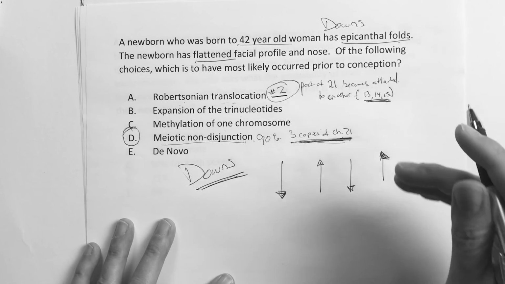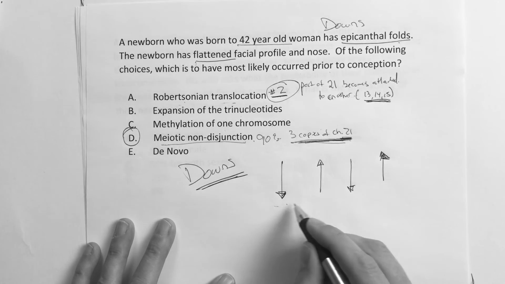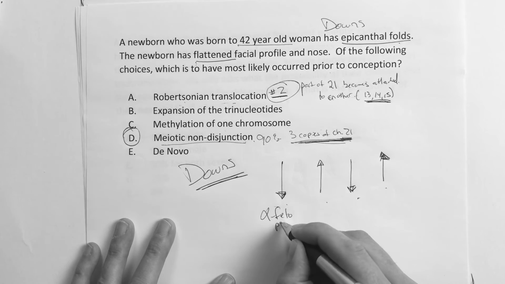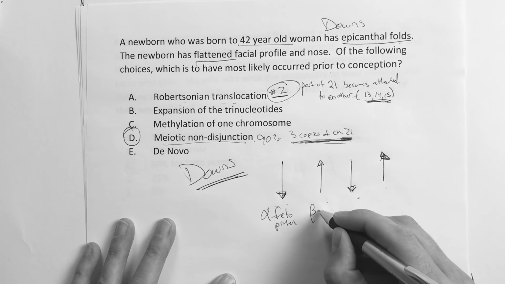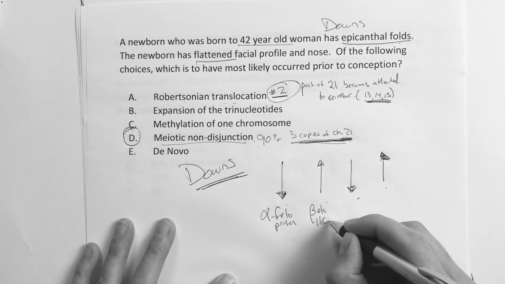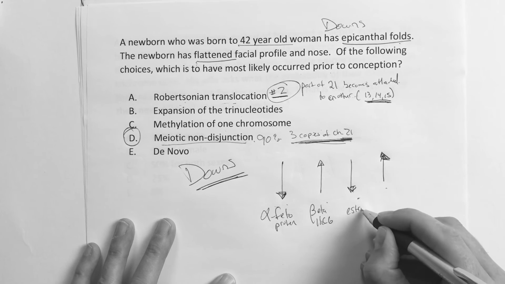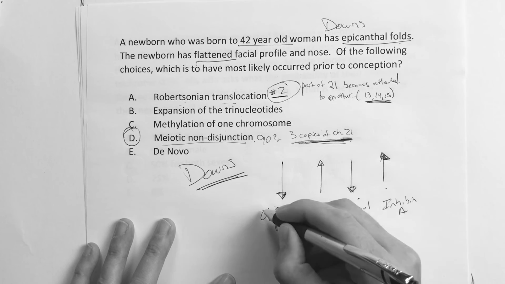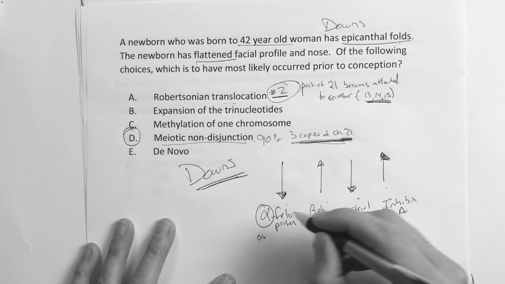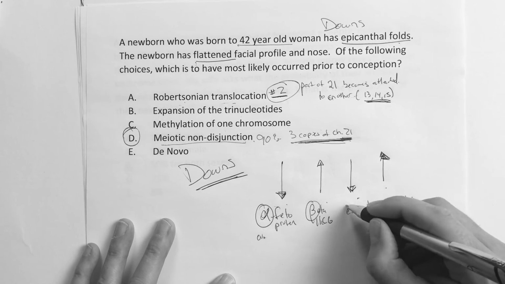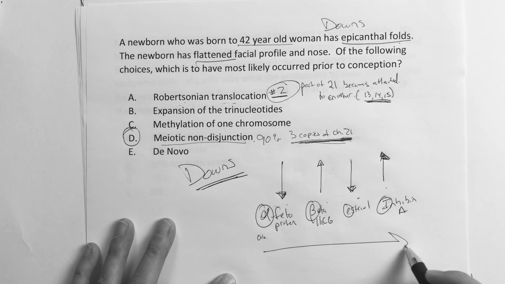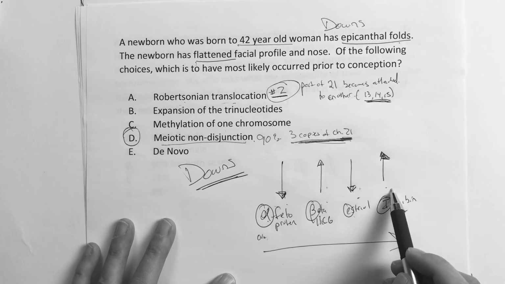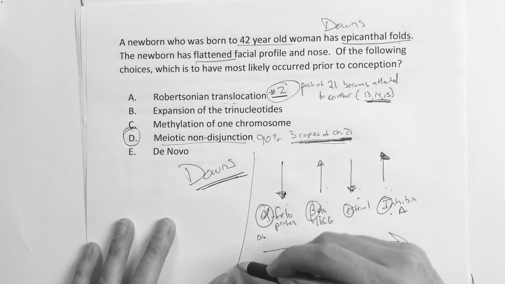Because I'm guaranteed you're going to see this somewhere in there. Down, up when it comes to Downs, because alpha fetoprotein, beta HCG, estriol, and inhibin A. And if you notice, A stands for alpha, then B, E, I. It's all alphabetical, left to right. Alpha, beta, E, I. Alphabetical, down, up.